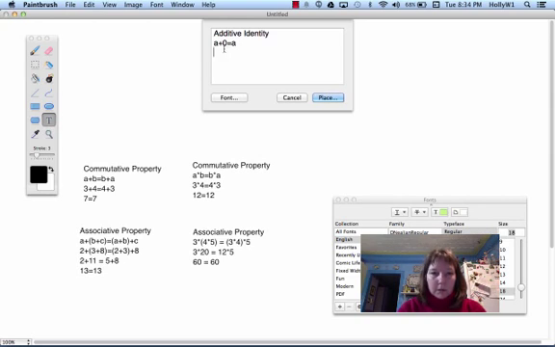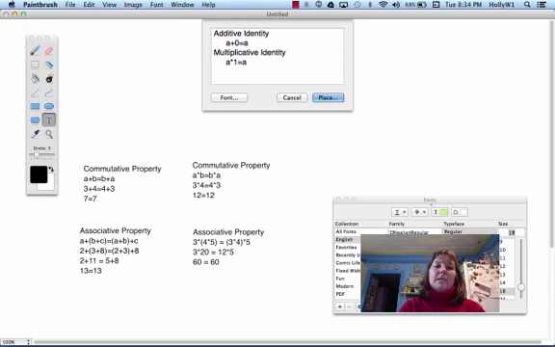Another property that we sometimes talk about is called the multiplicative identity. And this is the same thing. It says that if I take A and I multiply it by something, it has to equal A. Well, again, the only thing that could possibly be true for is 1.